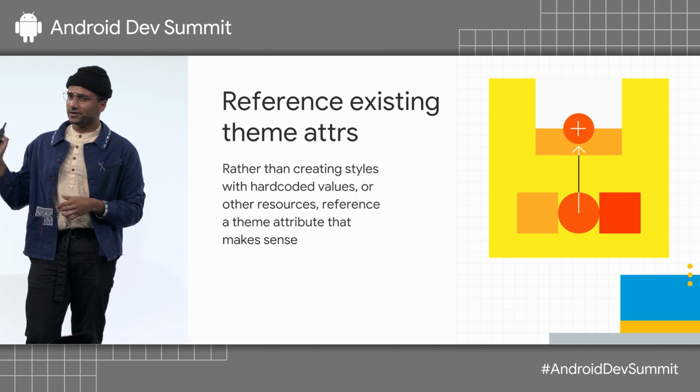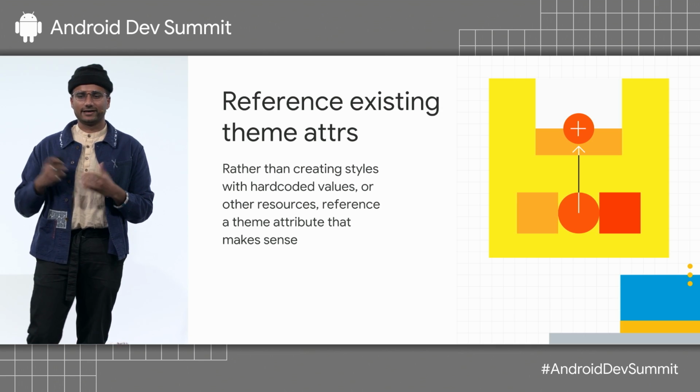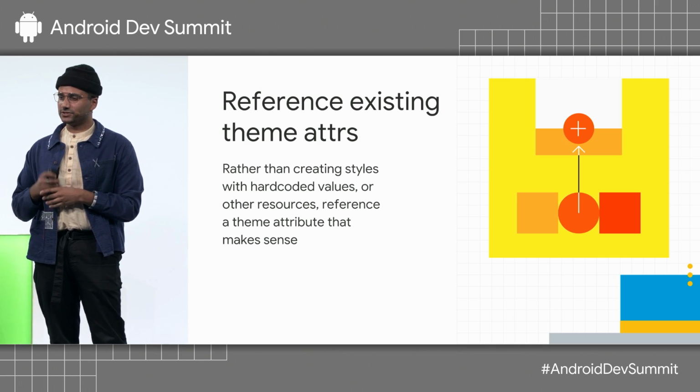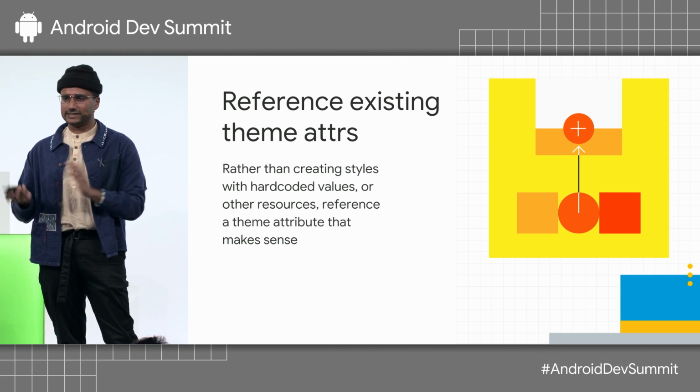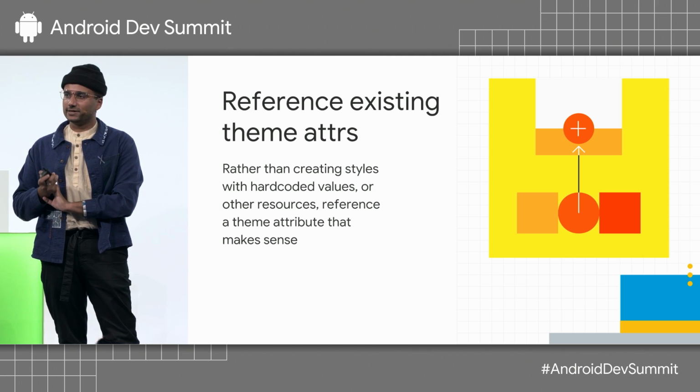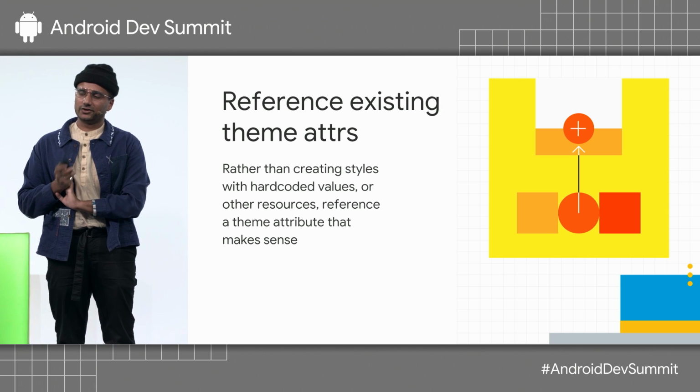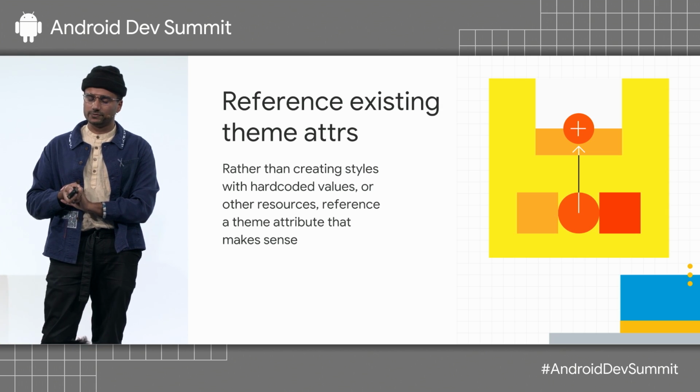So why go through the trouble of doing this? Like, why go through the trouble of using top-level attributes throughout your styles? And generally, we do this because we want to be able to style your entire app using only these top-level attributes.